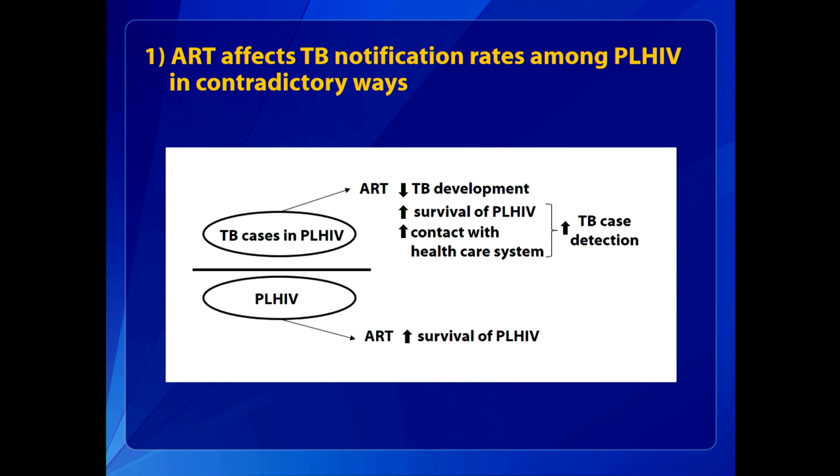ART affects TB notification rates among people living with HIV in contradictory ways. On the one hand, we know that ART reduces the development of TB among people living with HIV. However, ART also increases survival among people living with HIV and puts people in more frequent contact with healthcare systems, both of which could, paradoxically, lead to an increase in TB case detection, potentially underestimating the overall impact of ART on TB.